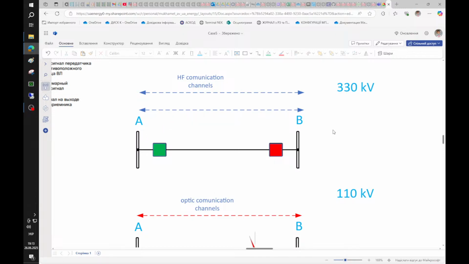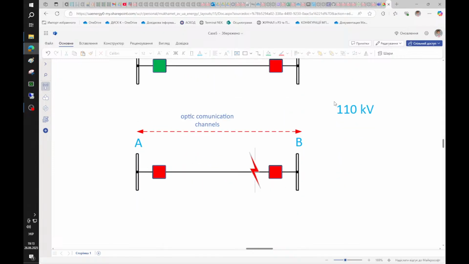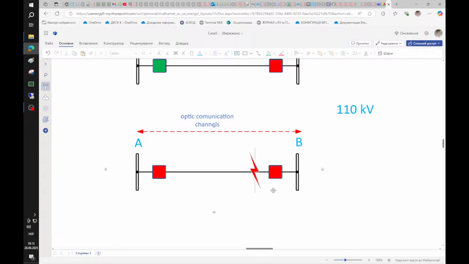So let's look at the third case. It's the most interesting for me. What happened? On substation A and substation B sides we have RED 670s, but the communication channel was out of service.